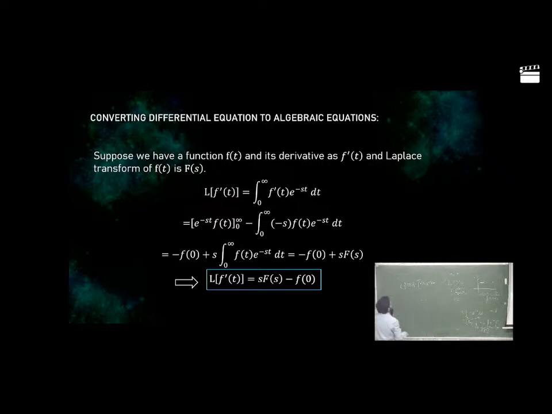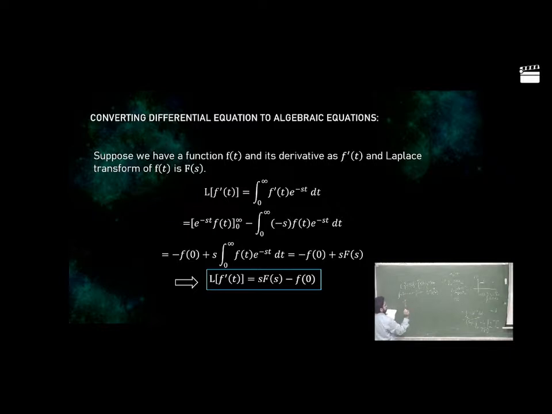Now you know the rule of integration by parts: integral of u dv equals uv minus integral of v du. This is the rule. Now in this case, take u equal to e to the power minus st and v equal to f(t). So if I apply this rule here, what will you get?